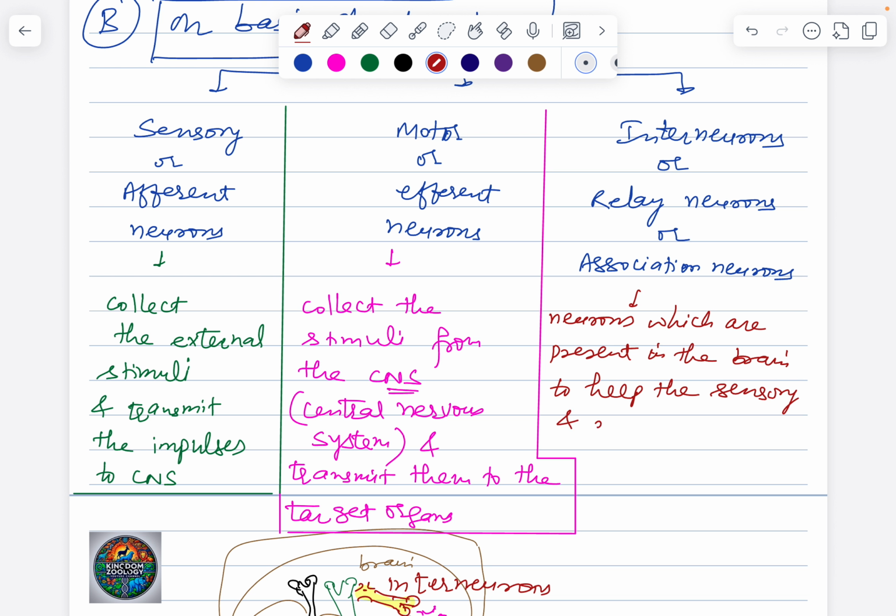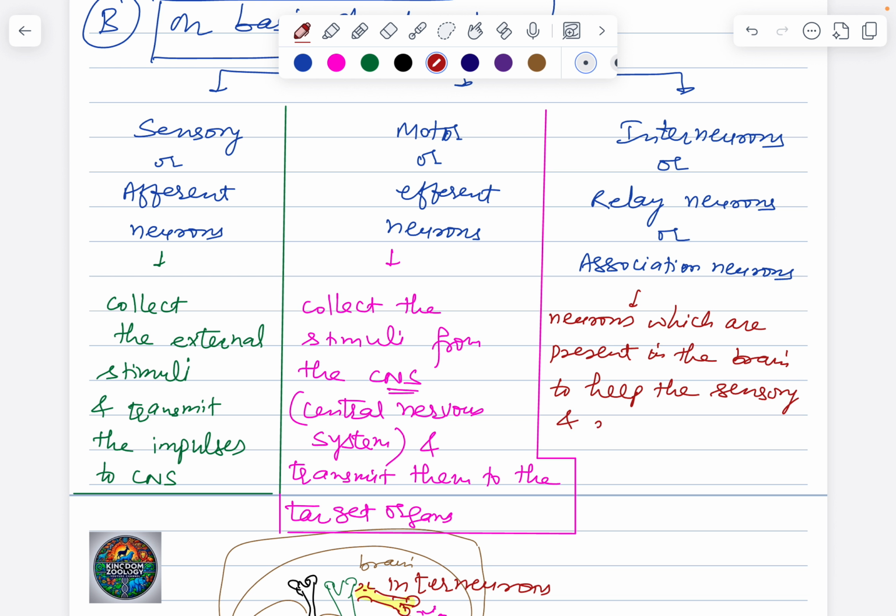Okay, so neurons which are present in the brain to help the sensory and motor neurons to communicate with each other, and also present everywhere in the body as the most abundant neuron. What type of neurons are most abundant in the body? Sensory neuron or interneurons? Interneurons. Also present everywhere in the body as the most abundant neurons.